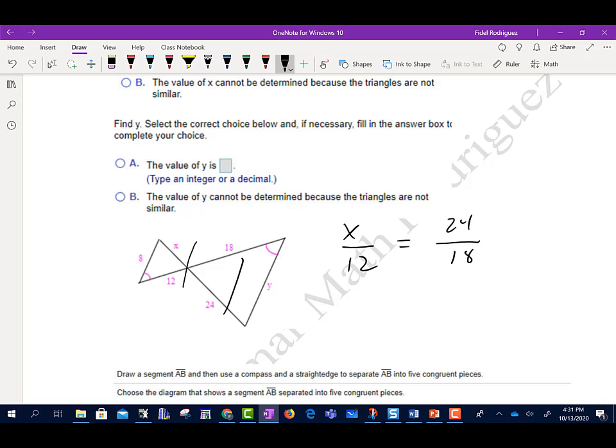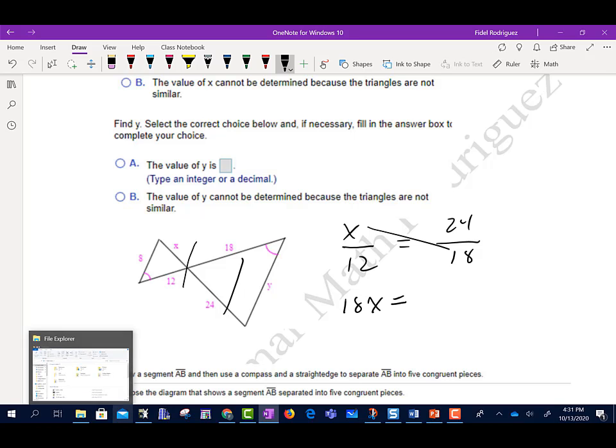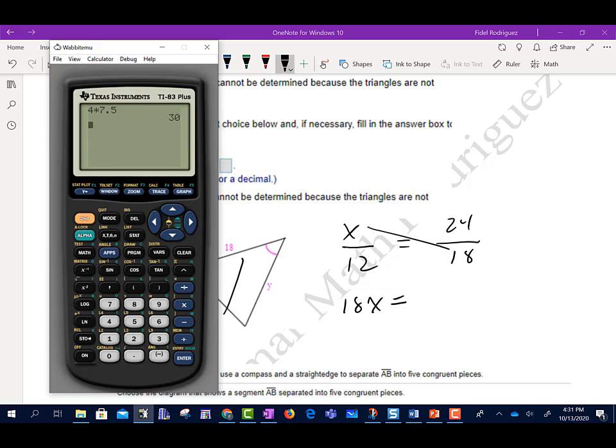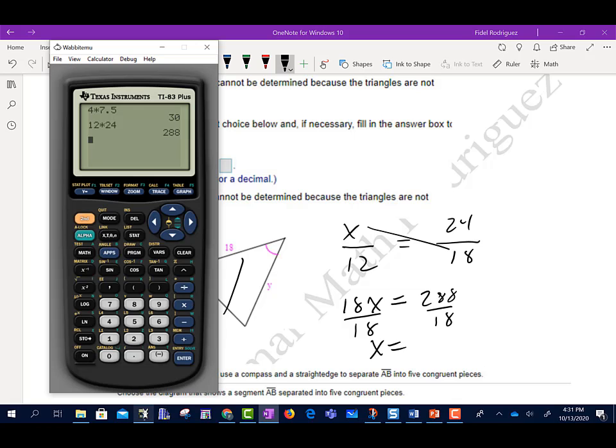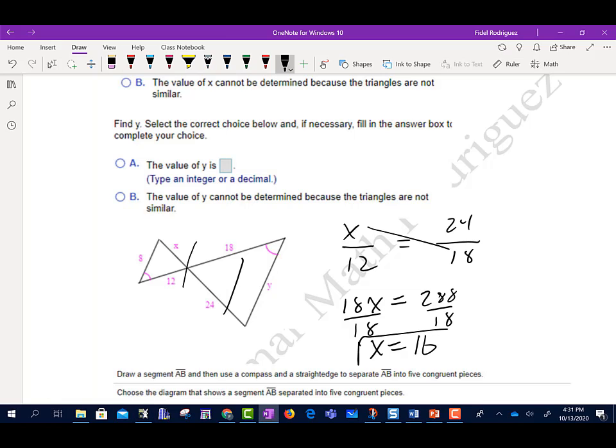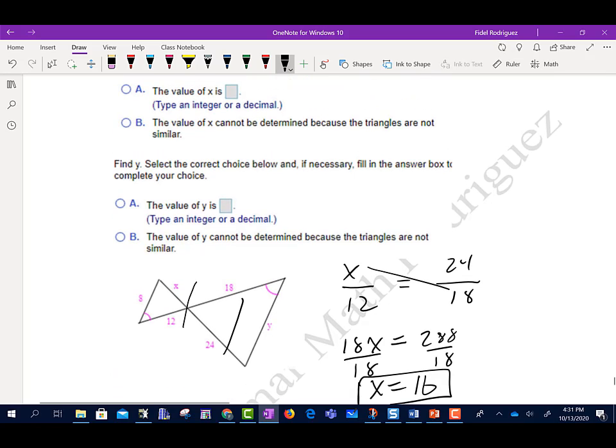Okay, and again, we'll just cross multiply here, so that's going to give me 18x is equal to, let me grab my calculator again, what is 12 times 24? 288. Okay, and then we'll divide by 18. So let's take 288 divided by 18, and that's giving me 16. Okay, so let's see, let's come back up here, and so for this part right here, I'll type in 16.